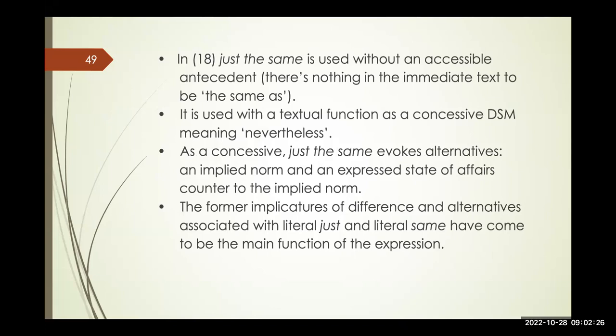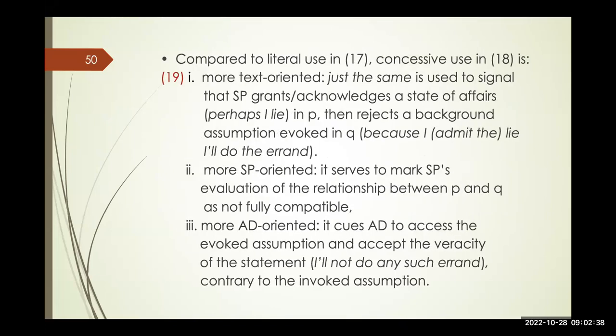So what were originally implicatures of difference and alternatives associated with literal "just" and literal "same" have come to be the main function of the concessive expression. Compared to literal use in 17, concessive use in 18 is more text-oriented: "just the same" is used to signal that the speaker grants, acknowledges, a state of affairs, "perhaps I lie," in P, then rejects a background assumption evoked: because I admit the lie, I'll do the errand. It is more speaker-oriented because it serves to mark the speaker's evaluation of the relationship between P and Q as not fully compatible. And it is more addressee-oriented. It cues the addressee to access the evoked assumption and accept the veracity of the statement: I'll not do any such errand, contrary to the evoked assumption.